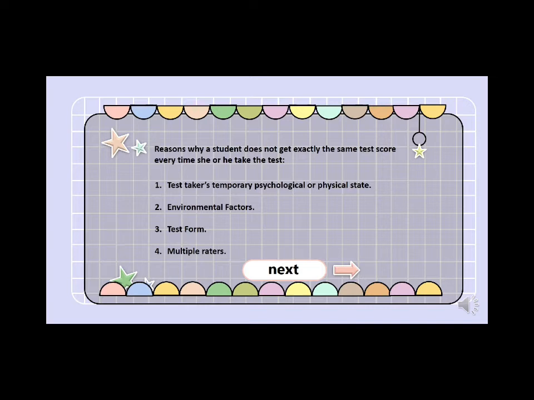The last is multiple raters. It means that in certain tests, scoring is determined by a rater's judgment of the test taker's performance or responses. Differences in training, experience, and frame of reference among raters can produce different test scores for the test taker.